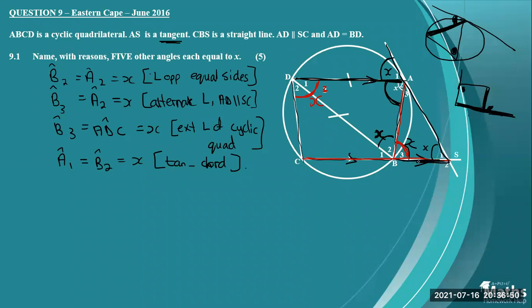So the last one here that we're going to work with is the corresponding angles, the F. So there's your line and there's your line. This one attached to the parallel line here, I always like to work with arrows. This one is equal to that one. Angle A1 is equal to angle S1 is equal to X. Corresponding angles. AD is parallel to BC. All right.